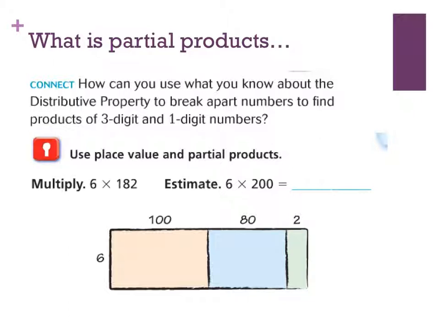And let's start with an estimate so that we can see if our answer is reasonable. Since 182 in the hundreds place would round to 200, to estimate, I'm going to round 6 times 200. My basic fact is 6 times 2. 6 times 2 is 12, and then 2 zeros for the 100. So my estimate is 1,200.